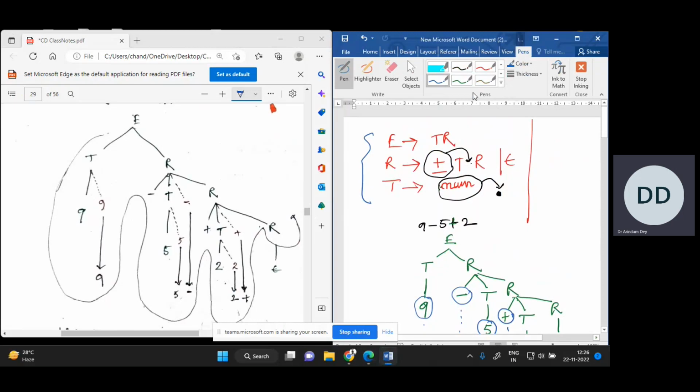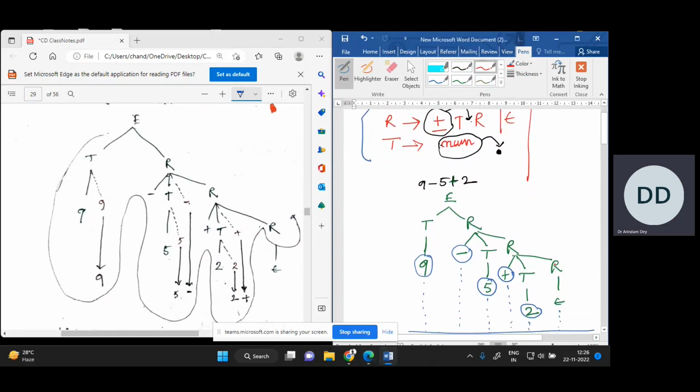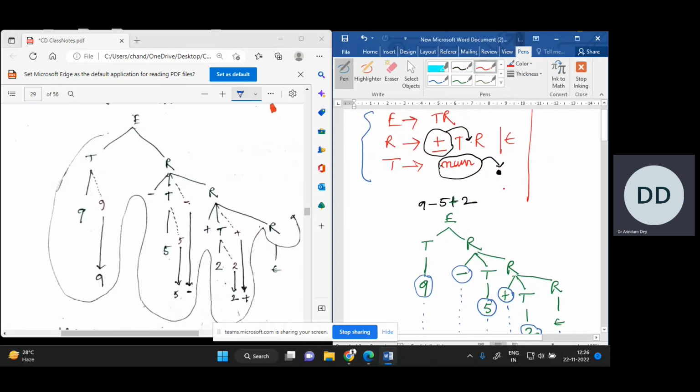Now, what are the semantic rules telling? Just check one by one. They are telling that when R is expanded to plus TR or minus TR, then this plus should appear in between T and R. So let us check where R is expanded to plus TR. Here you can check that R is expanded to plus TR, so this plus operator should come here.